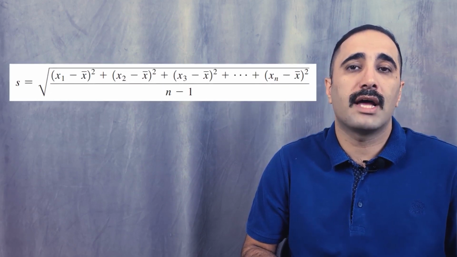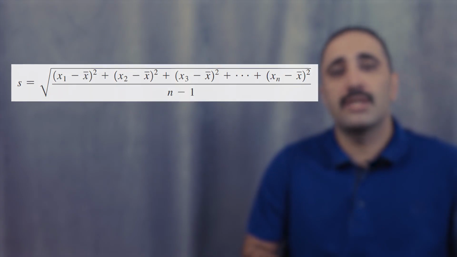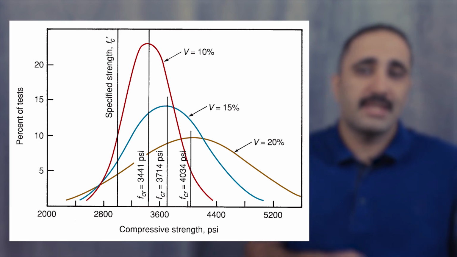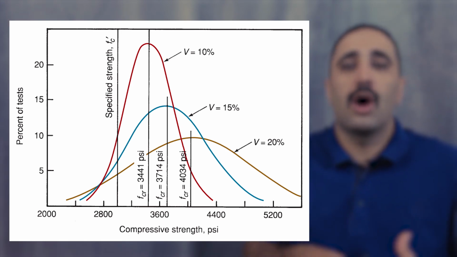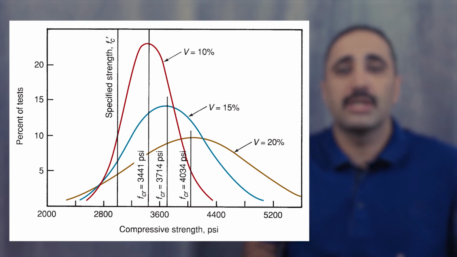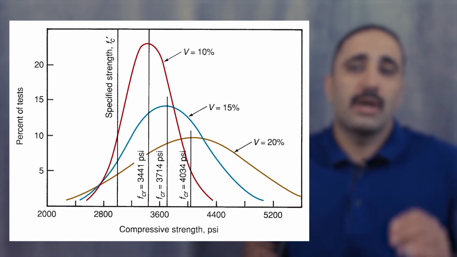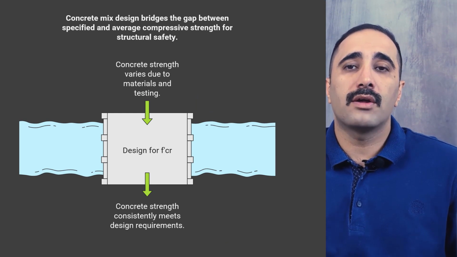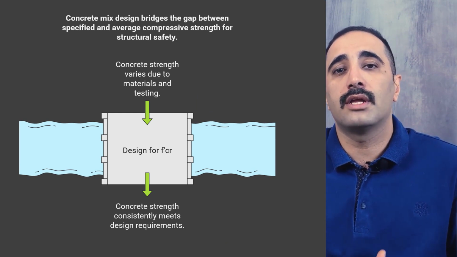The variance, or how precise these measurements are, is quantified by a standard deviation, typically denoted as S. A larger standard deviation indicates more variability or a wider distribution of strength results. This means that the actual strength results are more spread out from the average. Conversely, a lower S signifies greater precision and less variability, meaning strength results are clustered more tightly around the average. Due to this unavoidable variation, we have to design for a higher strength than what the structure nominally needs.